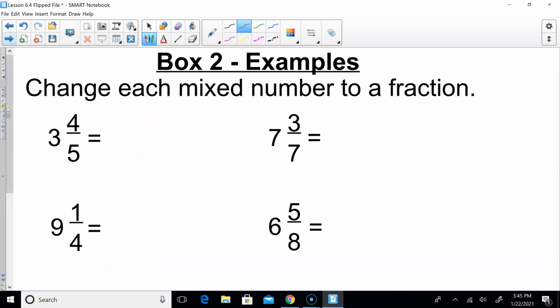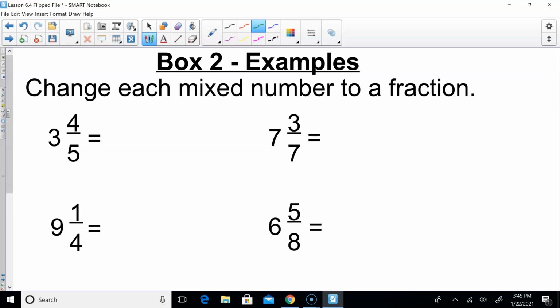And with that, we're going to change each mixed number to a fraction. So now, we want them to be fractions. They're going to be fractions greater than 1 because these all have whole numbers. So how do we do this one? If you think about what this looks like, we have 3 whole, and then we have 4/5.